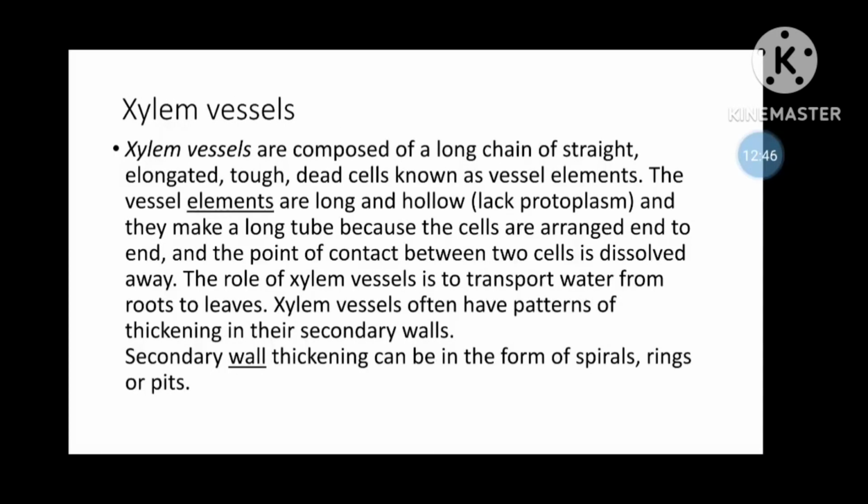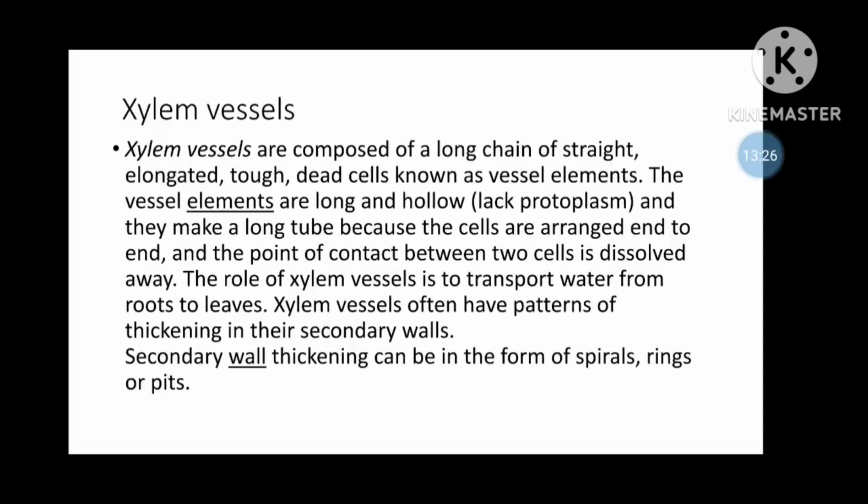Now, your first one is xylem vessels. You know, xylem vessel is a part of your xylem. It is made up of long chains of elongated, tough and dead cells, which are known as vessel elements. Means xylem vessels are made up of dead cells. Right? The vessel elements are long and hollow and lack protoplasm. Means protoplasm is not present in your xylem vessel because it is a dead cell.